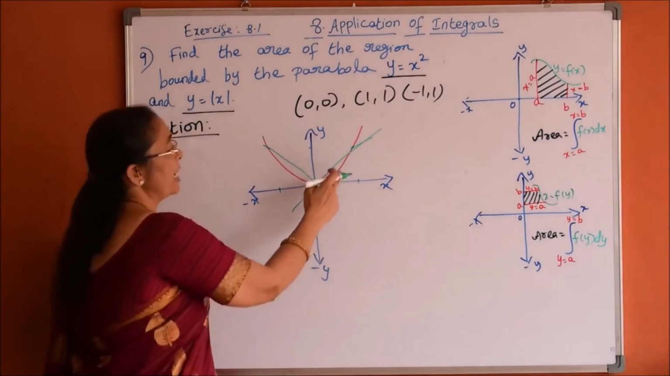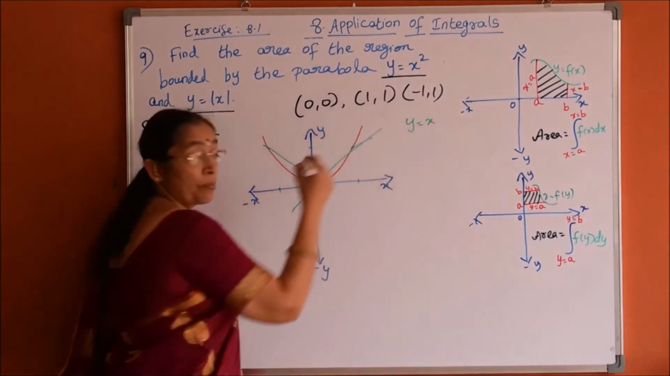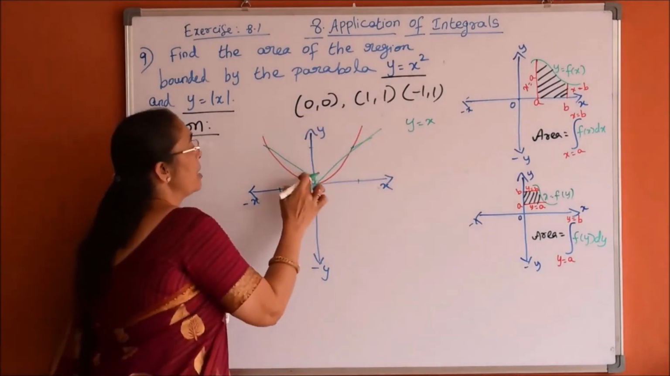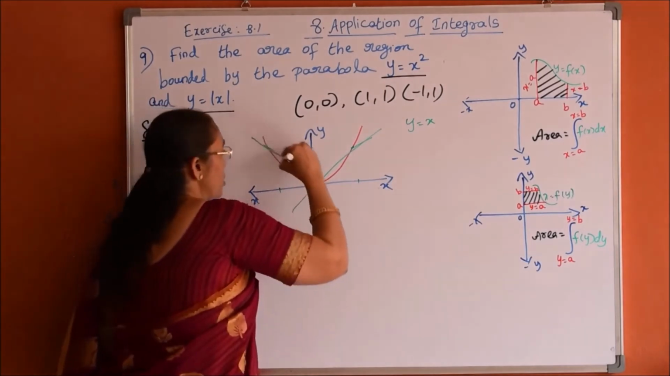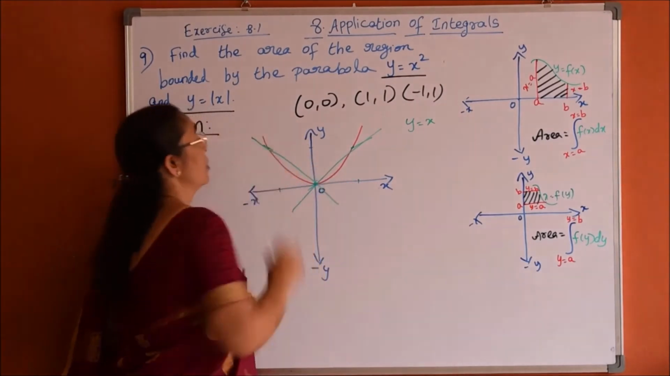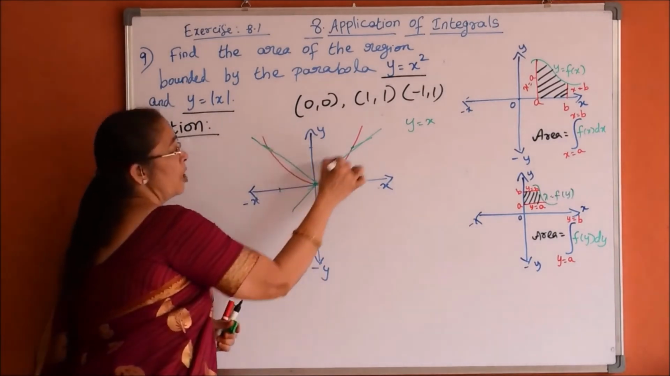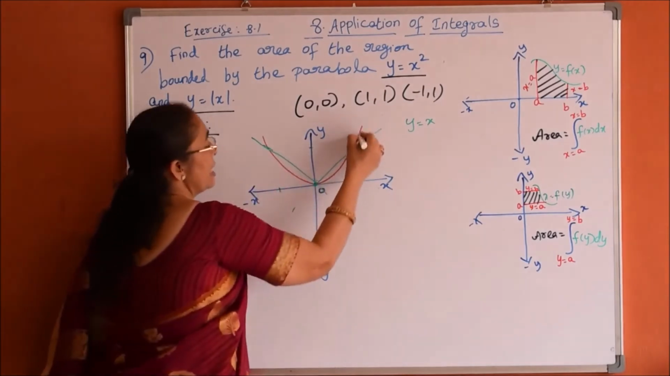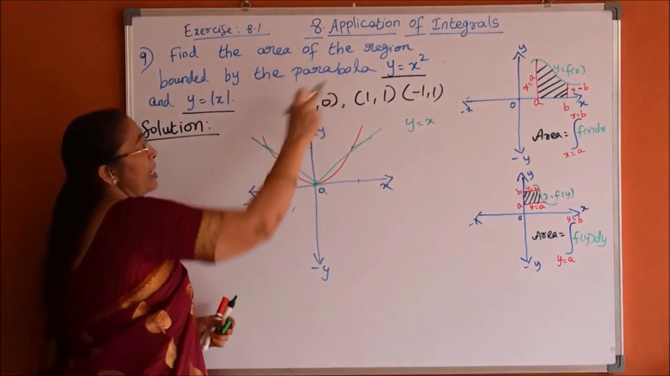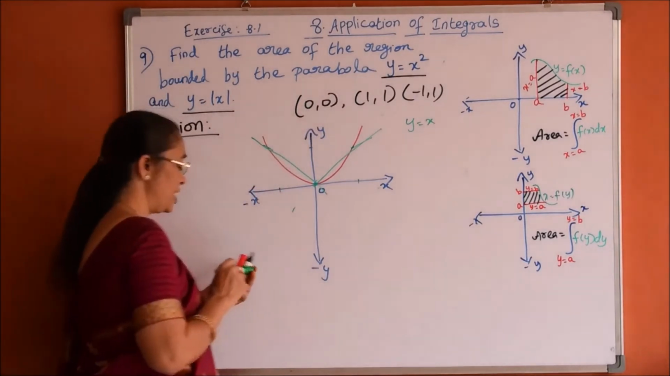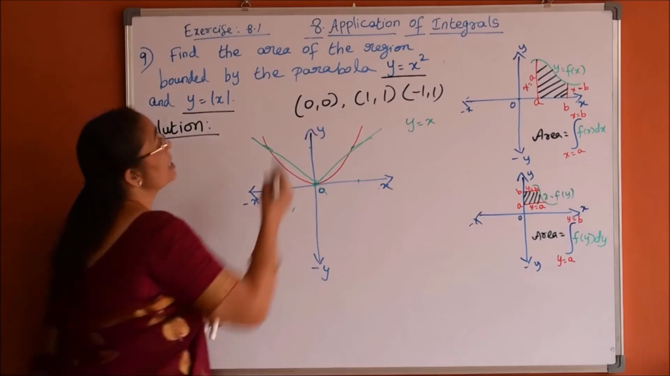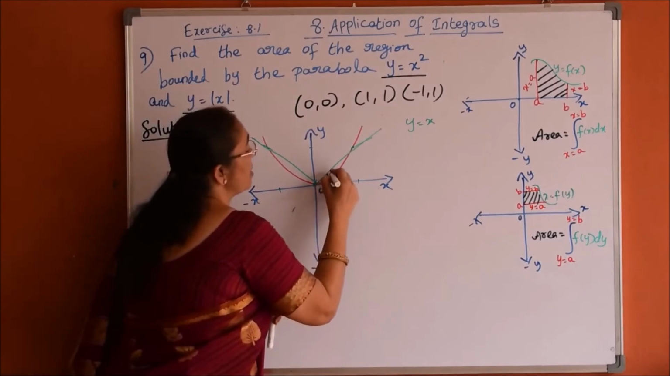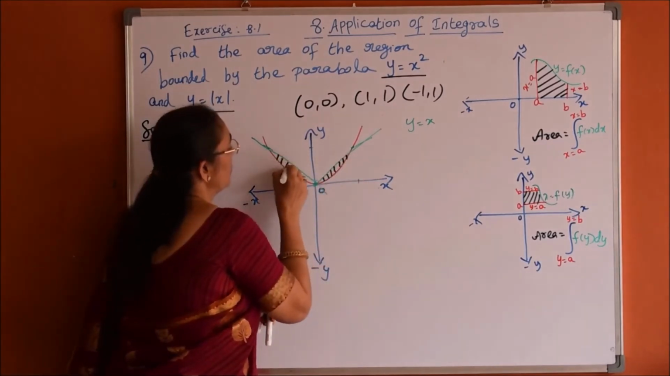See, on the positive side, x greater than 0, y is equal to x is a straight line passing through the origin with a slope of 45 degrees, the angle of inclination, slope is 1, tan 45. So this is the y is equal to mod x straight line, but we do not want it in this area, we need only the upper portion, and this is the curve y is equal to x square, which is a parabola. So which region do we need now? Our required region is the region bounded by the parabola and the straight line. So our required region is this one.